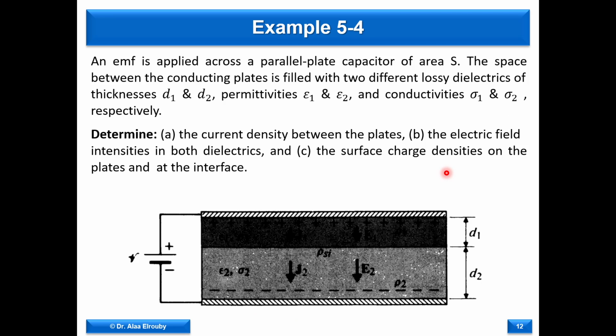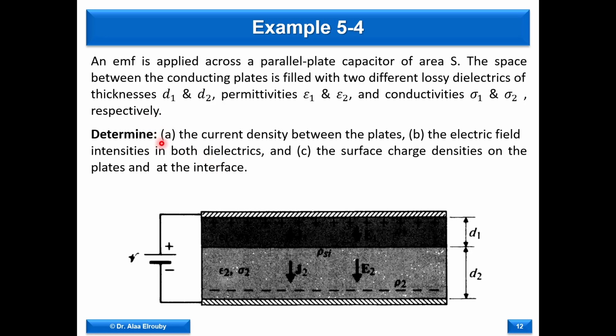Another example: an EMF is applied across a parallel plate capacitor, so there is a certain potential here. The cross section is S. The space between the two conductors is filled with two media, medium 1 and medium 2. Medium 1 has D1, sigma 1, epsilon 1. Medium 2 has D2, sigma 2, and epsilon 2.